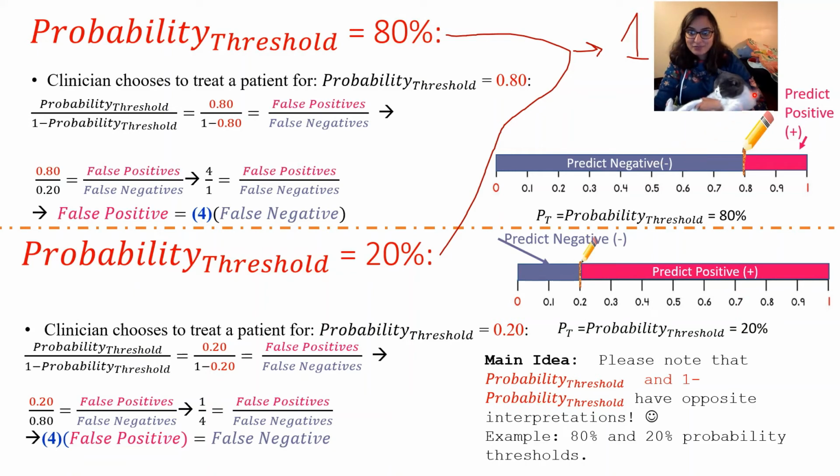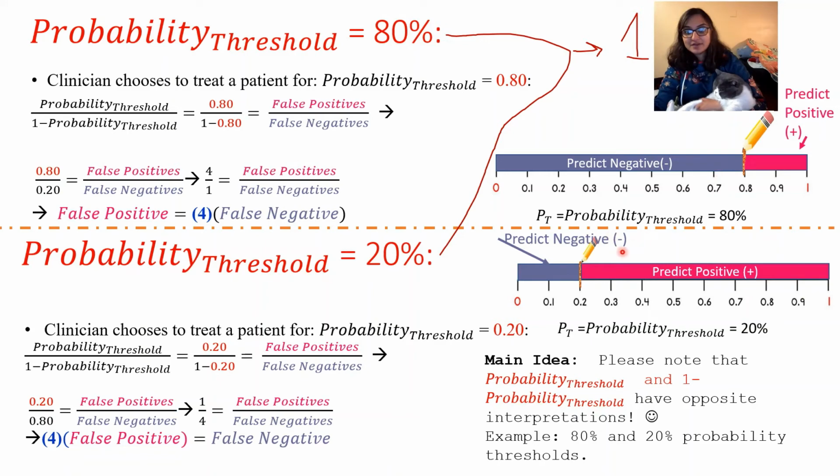So at the probability threshold of 80%, if a predicted probability for a patient is 80% or above, we predict positive. Otherwise, if the patient's predicted probability is less than 80%, we predict negative. That's what an 80% probability threshold means. But 20% has an opposite interpretation, where it's flipped around, and the area regions are the same though. Instead, if the patient's predicted probability of being positive is less than 20%, please predict negative.